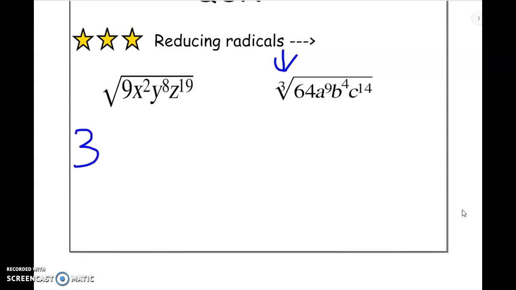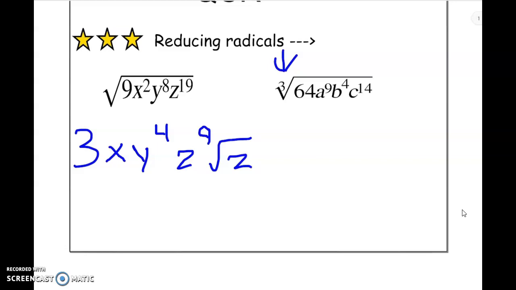Okay, then I go ahead and look at my variables. Now with the variables, what you're doing is you're taking the exponents and dividing them by the index. Okay, so in this case my index is 2, so everything gets divided by 2. So 2 divided by 2 is just 1. Okay, 8 divided by 2 is 4. Okay, 19 divided by 2 is not an even number, so I have to go to the one below it, which is 18. So 18 divided by 2 is 9. Okay, then I go ahead and say, wait, there's a remainder of 1. Okay, so that's how I do that first one.